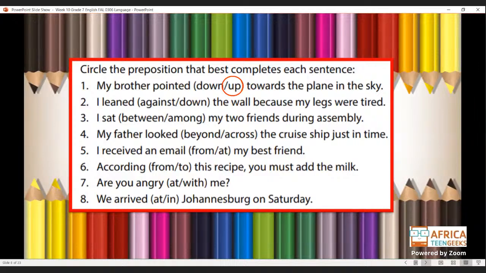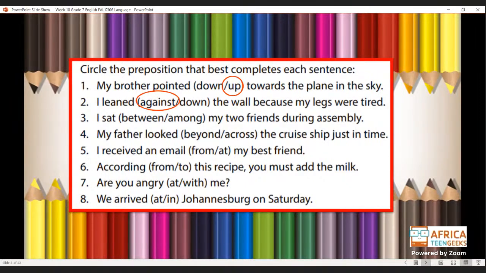I'm so excited now. I leaned against or down the wall because my legs were tired. Let's have a look here. Very good, very good. Ah, yes, that is excellent. Let's see if I was as good as you. We all get patty pat pats. I leaned against the wall because my legs were tired. Yes, patty pat pats, awesome. You guys are brilliant, well done, good job. Okay, let's do the next one, we're on a roll now.